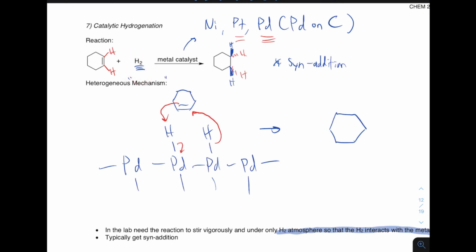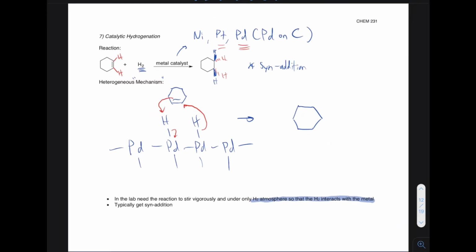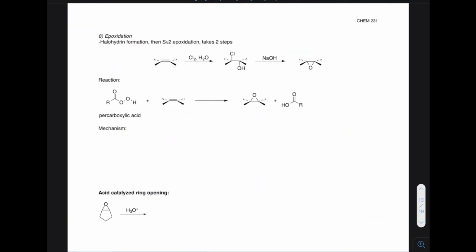You kind of need to use a metal catalyst in order to get that, again, syn addition of hydrogens to the alkene double bond. Okay, that's kind of all there is to it. So for the last reaction here, is something called epoxidation.